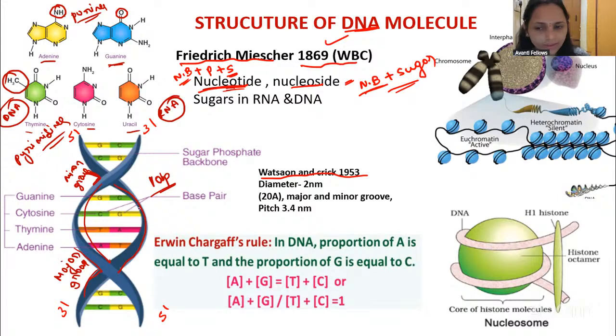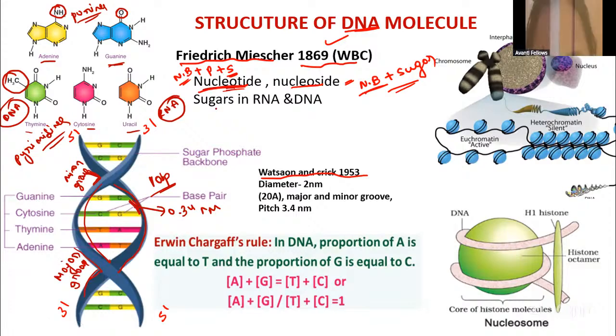The distance between two base pairs of the DNA we are going to call 0.34 nanometer. Okay, in some statements they will give the angstrom. If they are asking in angstrom, that is 3.4 angstrom. Okay, remember this. The distance between the two base pairs is 0.34 nanometer.